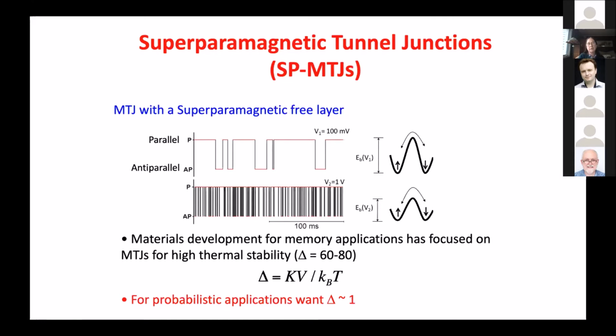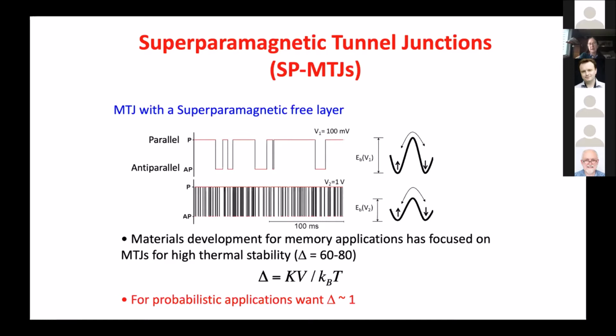So normally for memory, you would want high thermal stability and a big tunnel barrier with this thermal stability parameter delta on the order of 60 to 80. But for probabilistic applications, you want this as small as possible. So we haven't gotten down to 1 kT, but we've gotten down to a few kT.